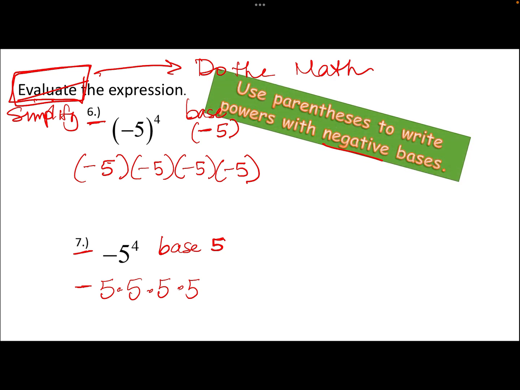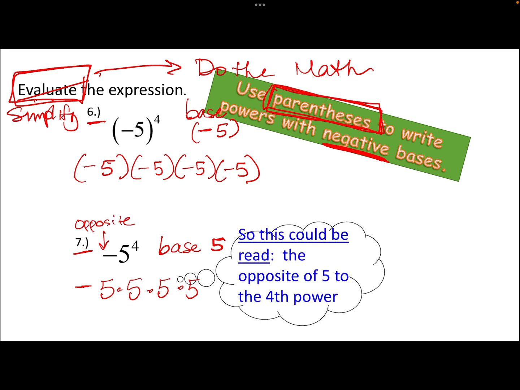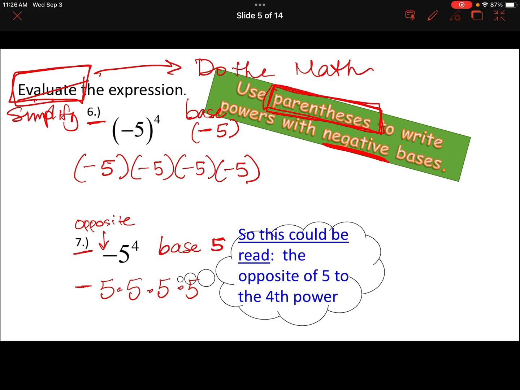Anytime you are going to have a negative base, you need to have your base in parentheses. If it's not in parentheses, that means the opposite. It does not mean -5. Okay? This would be read as the opposite of 5 to the 4th power. Now, if I go ahead and do this math, this would be 25, and this would be 25, and a negative times a negative is positive, so I would end up with positive 625. Now, this is still going to be 25 and 25, but this opposite is still going to be there. It's going to be the opposite of 625.